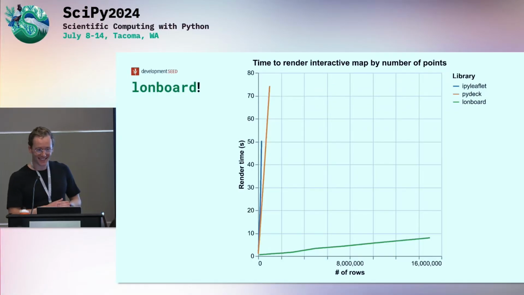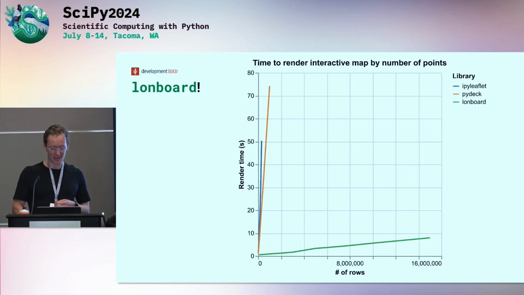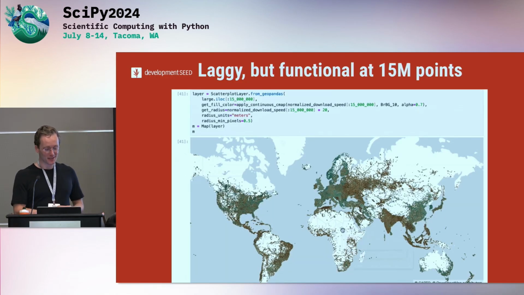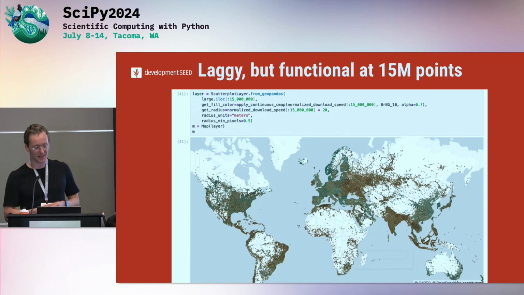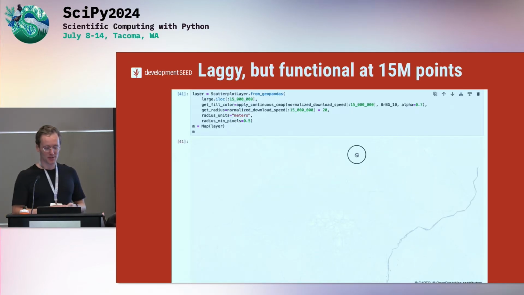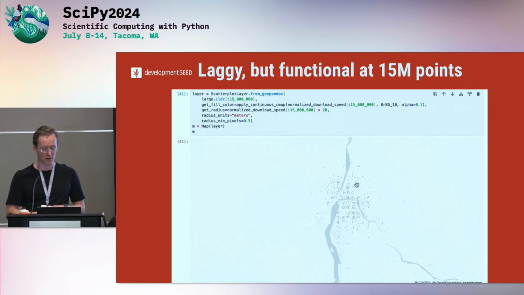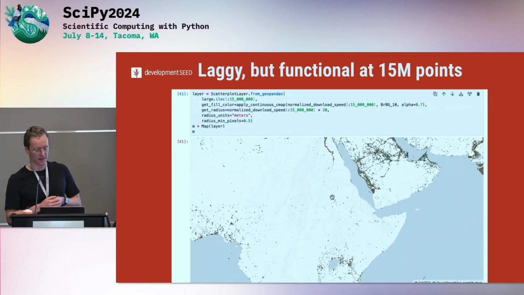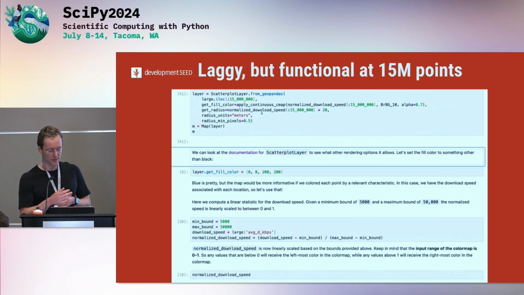And actually, the graph keeps going. So here, I tested it with 15 million points. This is on my own laptop. And it is laggy, but it is functional at 15 million points. So here I was duplicating the data set a couple times so that I could get up to 15 million points. Once you zoom in, you're rendering less data. It is able to render a bit better.